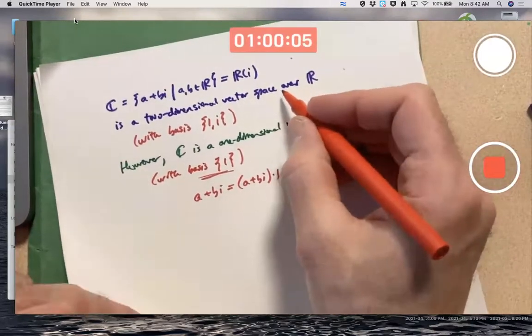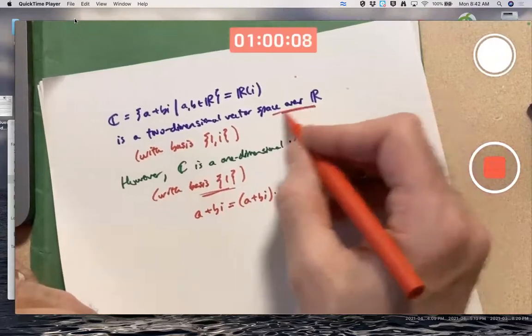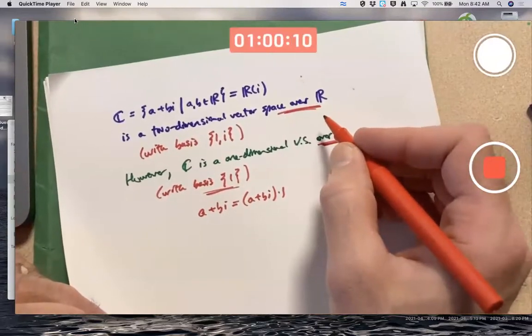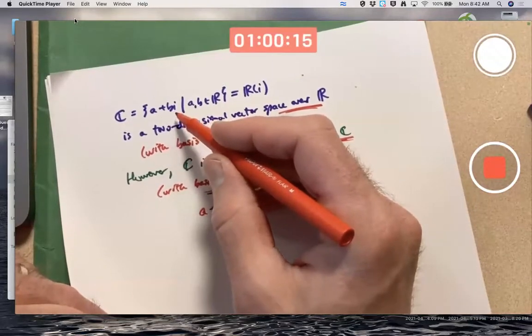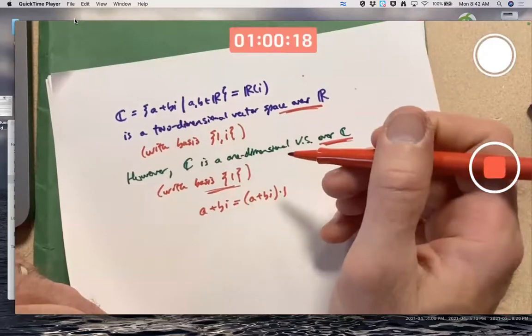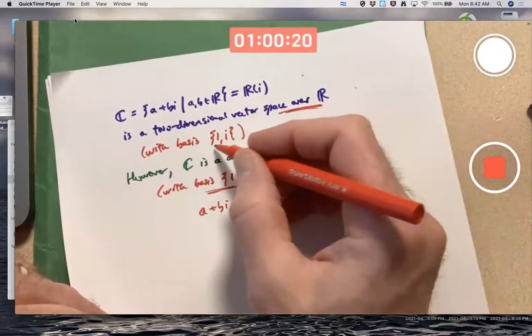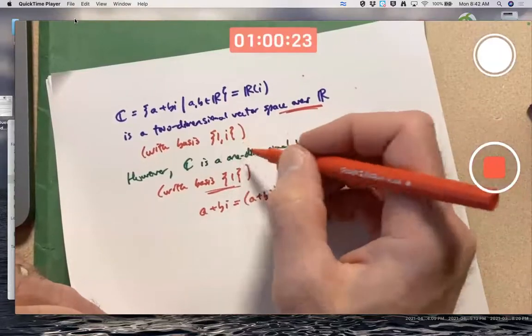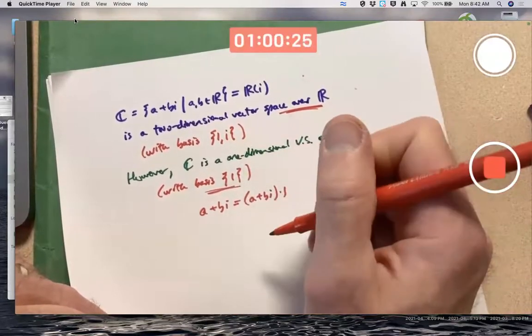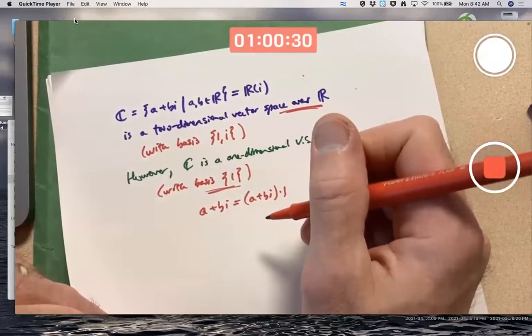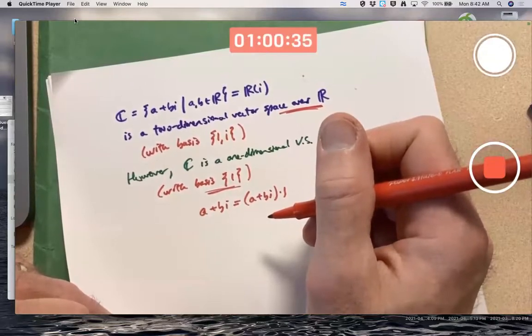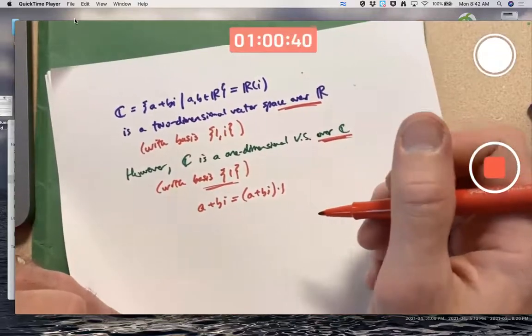Whereas if I'm only allowing my scalars to be real numbers, to write an arbitrary complex number a plus bi as a linear combination when your scalars are real, you need 2 vectors. And this is the simplest one, 2 numbers, 1 and i. It's not the only answer, it's just the simplest. You remember that in linear algebra? And in general, there's always infinitely many different bases you can pick, but the standard basis is the simplest one, the one you usually pick.